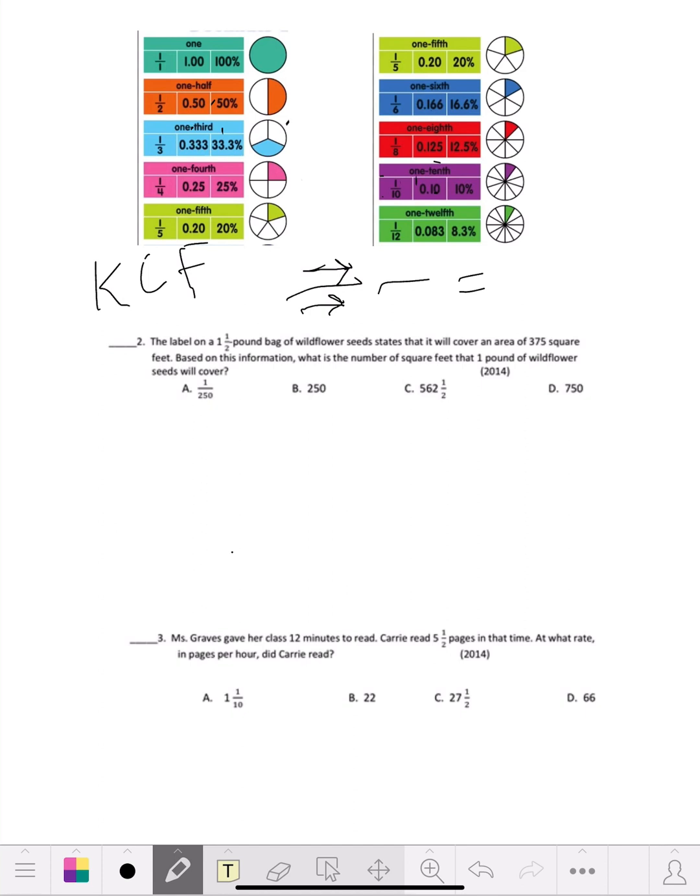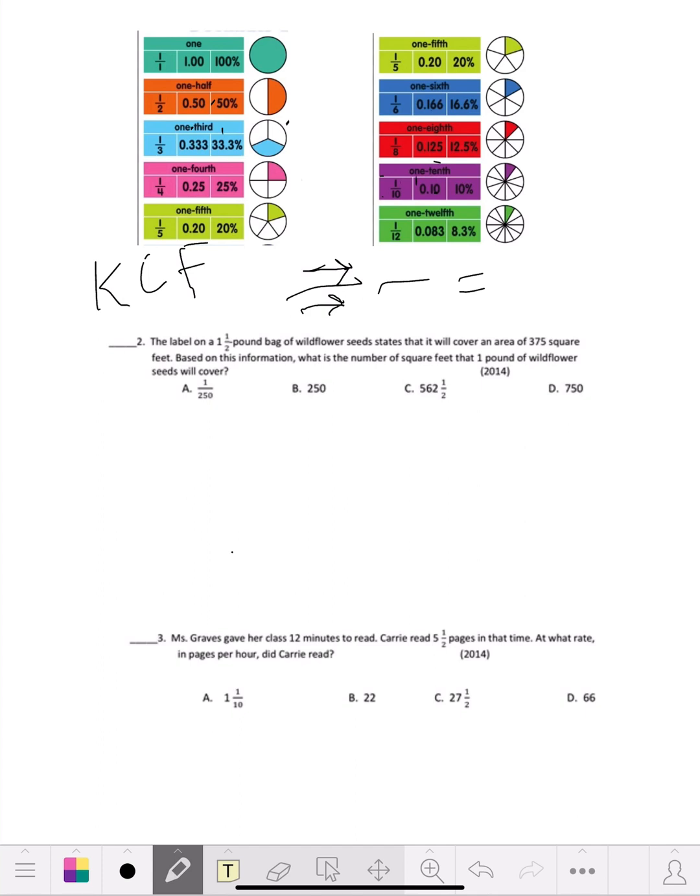One thing I always like to do when I do proportions, I write just a little note to myself on the side. So we'll read through it, and I'll show you how I do that. It says the label on a 1.5 pound bag of wildflower seeds states that each will cover an area 375 square feet. Based on this information, what is the number of square feet that a 1 pound bag would cover? Okay, so the big bag, the 1.5 pound bag, covers 375. So a smaller bag, 1 pound, how many would that cover?